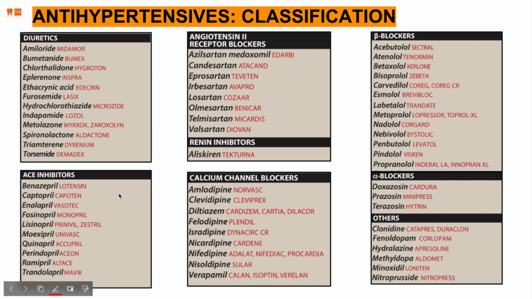Okay? Very smooth and easy concept to understand. Now we're moving into the antihypertensive classification. These are all the drugs associated with hypertension. There's the diuretic classification. There are the ACE inhibitors, angiotensin converting enzyme inhibitors. Angiotensin 2 receptor blockers. Remember the AT1 receptors that we were talking about? That's this. There are renin inhibitors. There are calcium channel blockers, beta blockers, alpha blockers, and others.